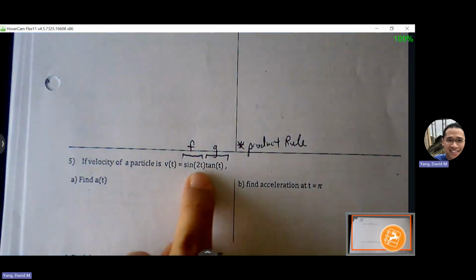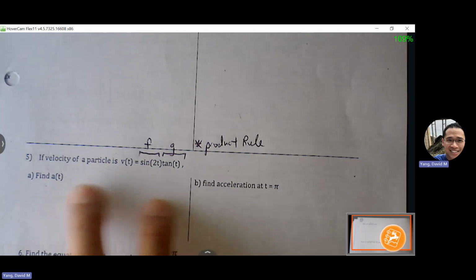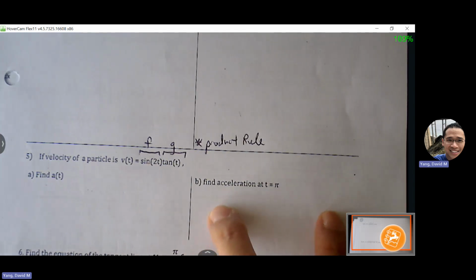So f prime g plus f g prime. After you find acceleration, then you can replace every t with pi and use unit circle values to get it down to a numeric answer.